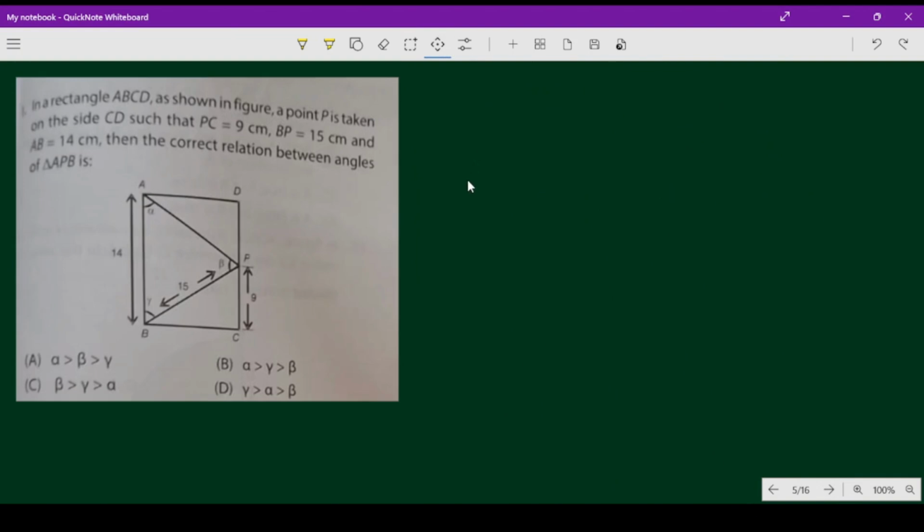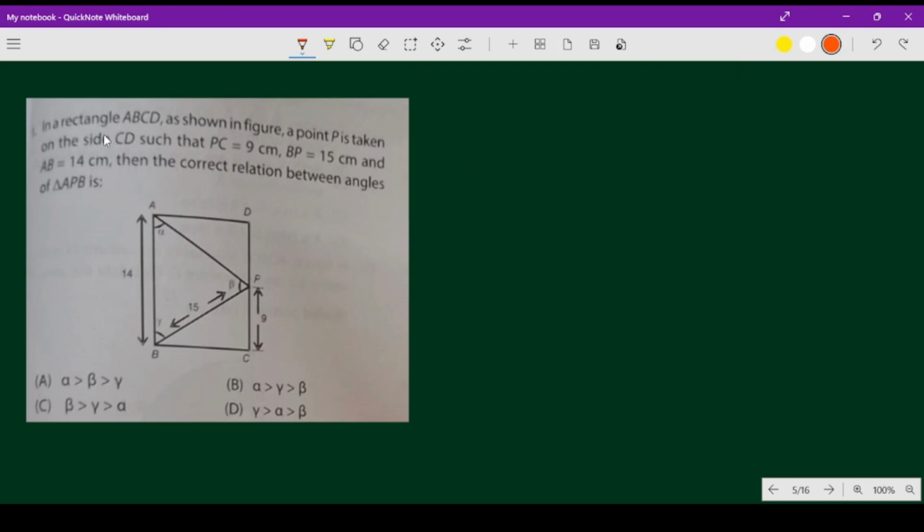Now let's move to another question. Here we are given a rectangle ABCD. In this figure, a point P is given on side CD, and the length of PC is 9, BP is 15 and AB is 14. Then we have to find the relation between alpha, beta and gamma for the triangle APB. As they said ABCD is a rectangle, each of the angles will be 90 degrees. Now here BP is 15 and PC is 9, so we can find the length of BC.